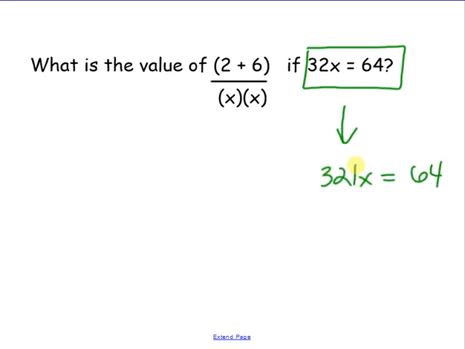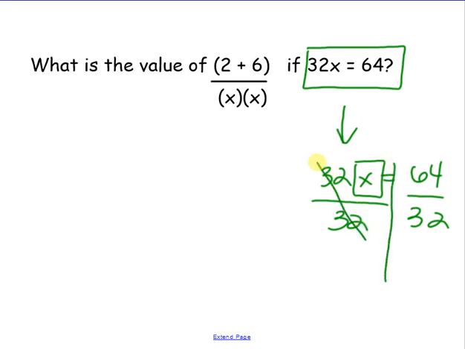Put a box around the variable. What's attached to it? 32. So how do I get rid of it? Well, if it's being multiplied, I have to divide by 32. Whatever I do to one side, I have to do to the other. 32 divided by 32 cancels out. X equals 64 divided by 32, which is 2.